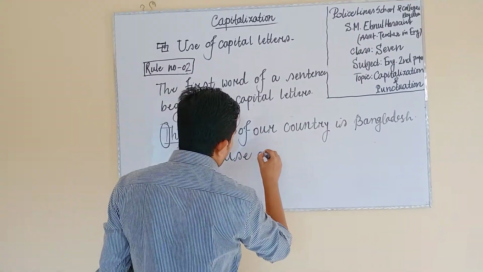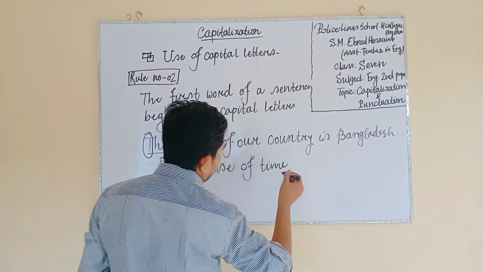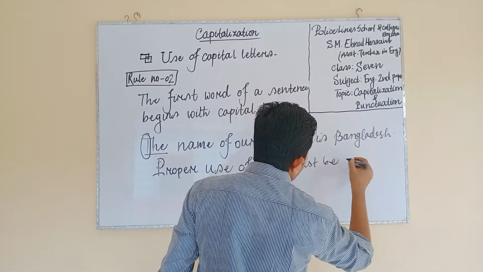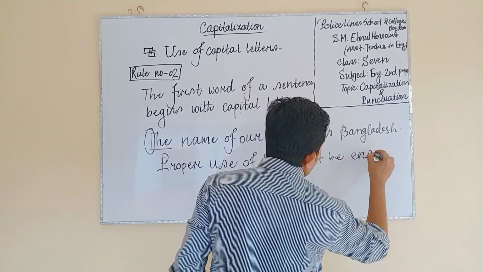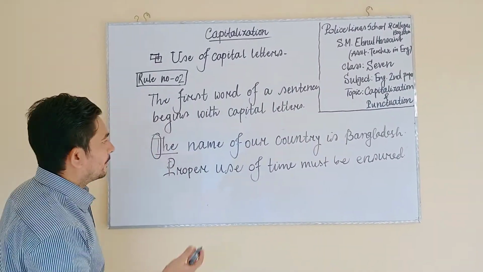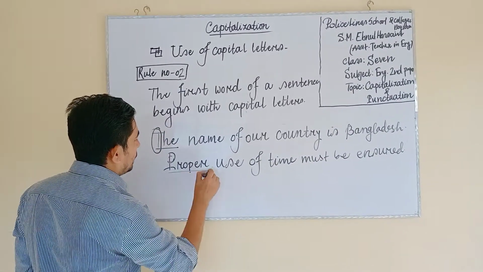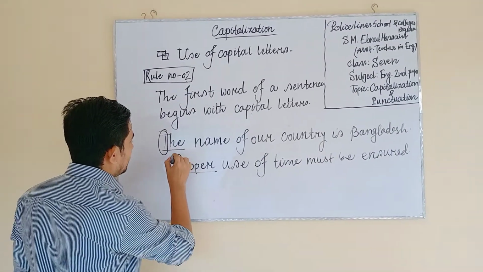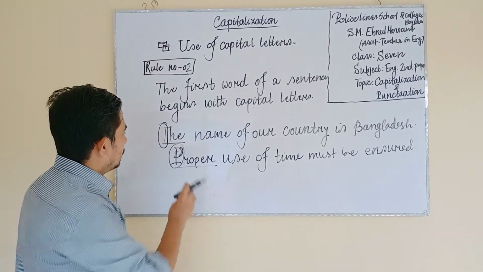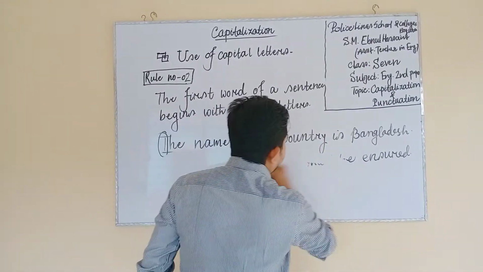Proper use of time must be ensured. This is the sentence, and the first word proper, this word begins with the capital letter P. So this is the second rule. Now let's switch to the third rule.